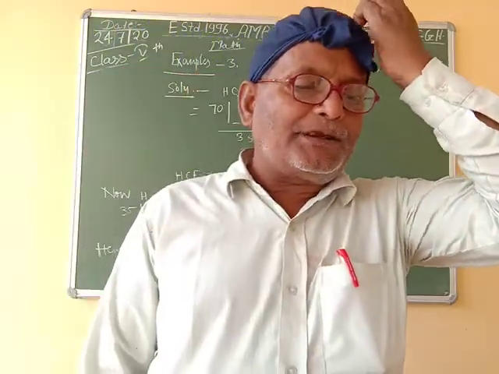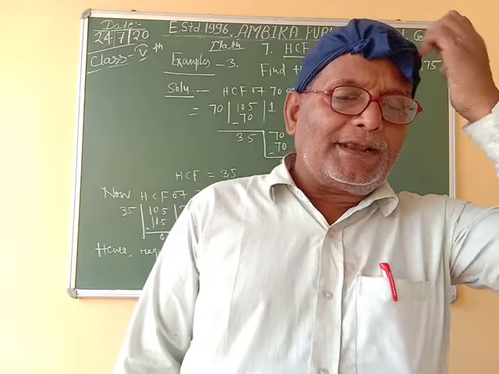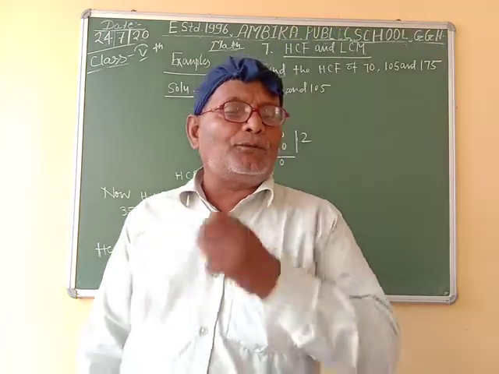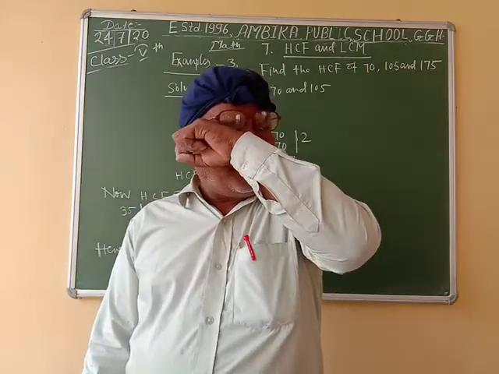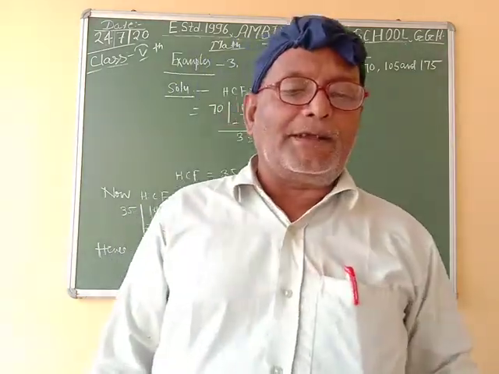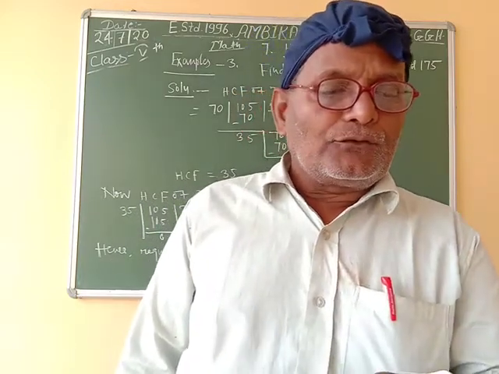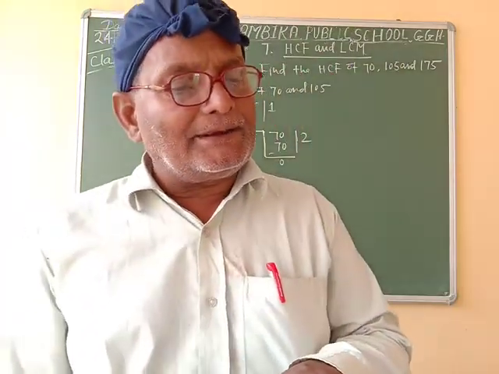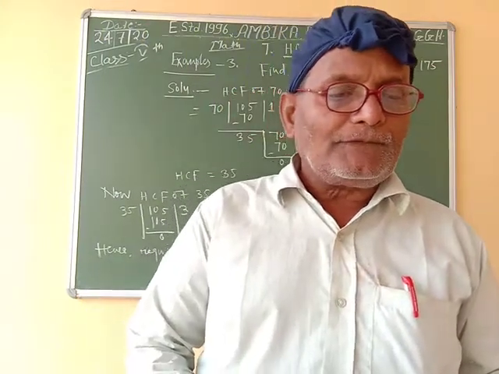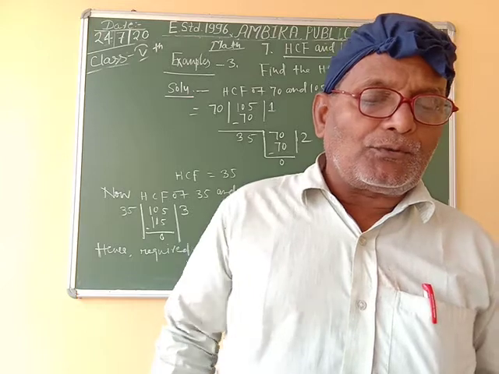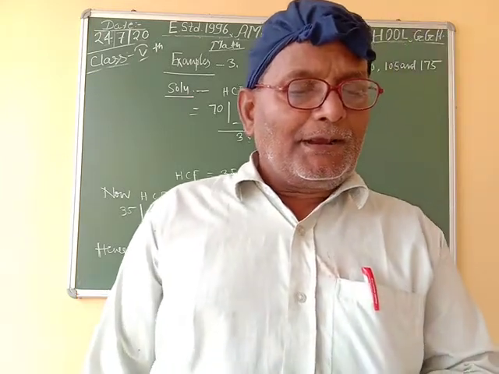So the maximum number of fruits in a heap is equal to the HCF of the given numbers 135, 225 and 300. So the maximum number of fruits in a heap is 15.